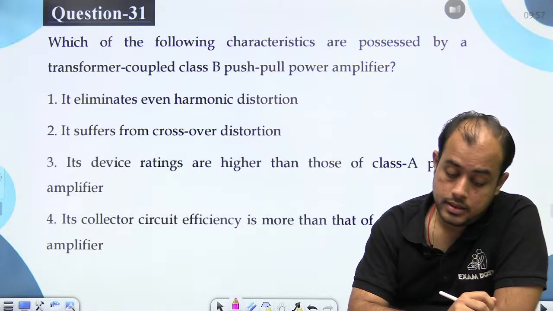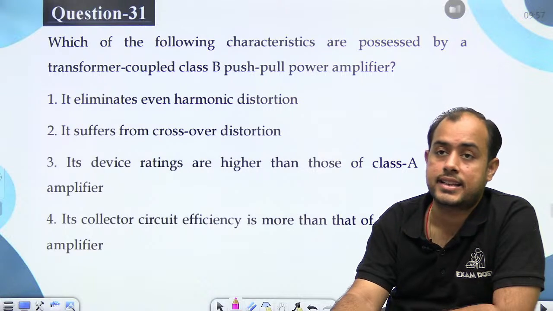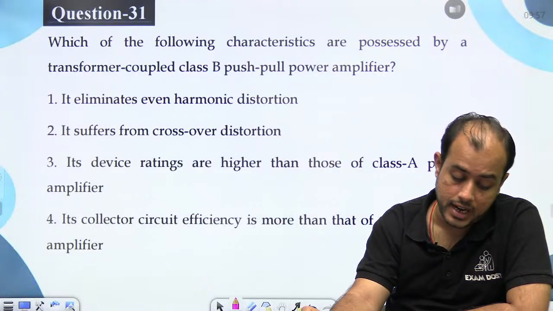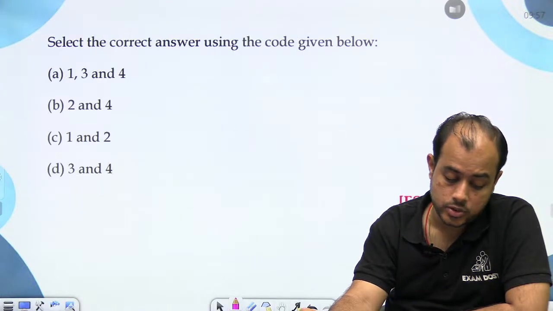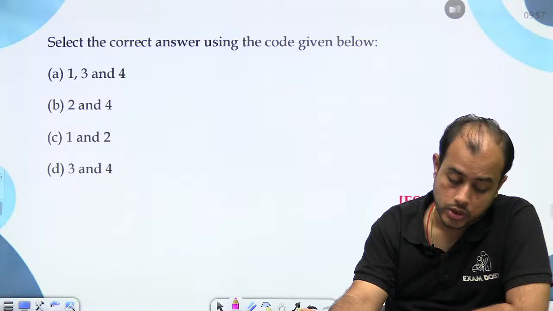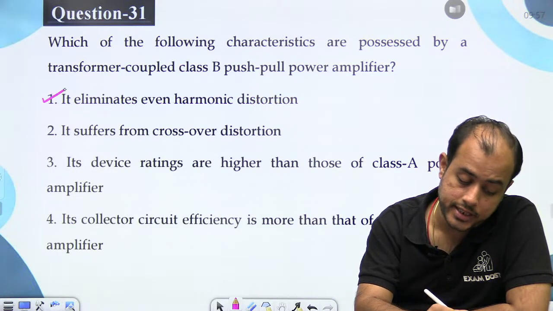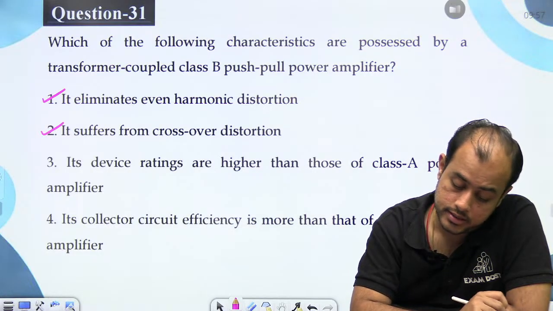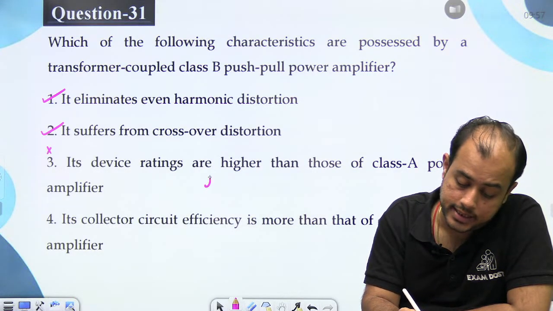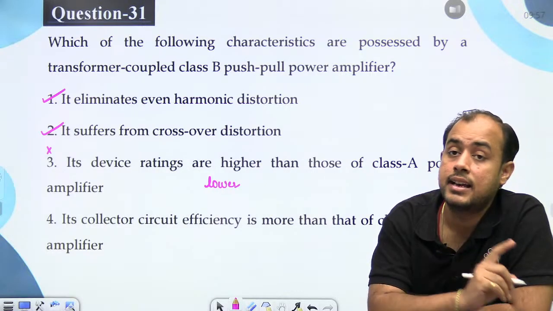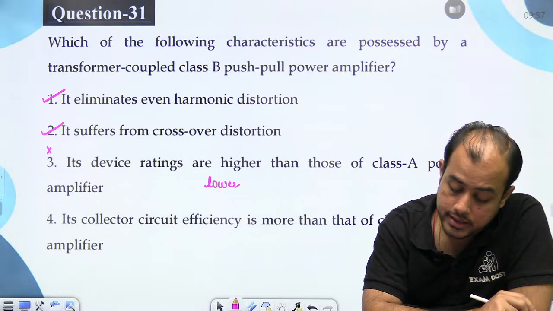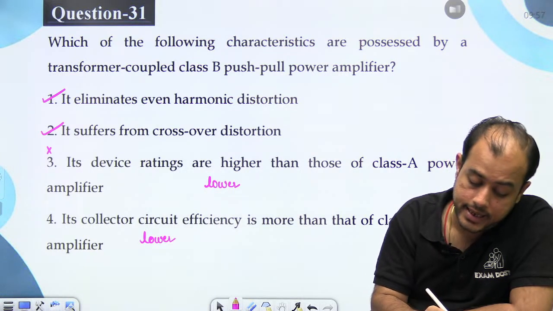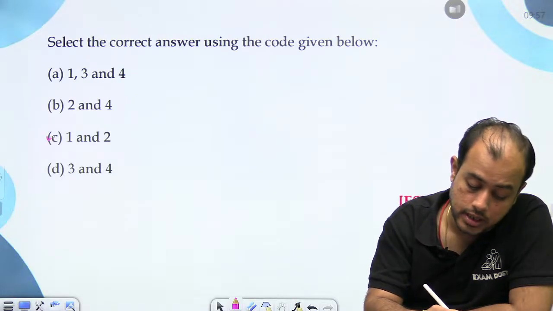Which of the following characteristics are possessed by a transformer coupled push-pull amplifier? इनमें से कौन सी कैरेक्टरिस्टिक होती हैं बेटा? ESE 2007. Even harmonic distortion, that is harmonics are of even order. Crossover distortion. Rating is lower than class A amplifier. Class A has maximum power dissipation. Efficiency more than class C? No, lower than class C. Class C has higher efficiency. So answer should be C.